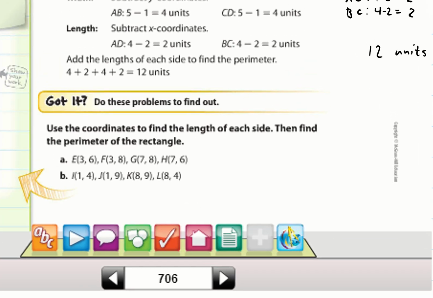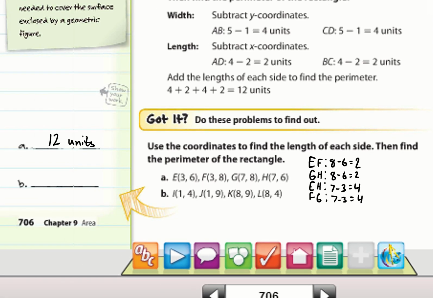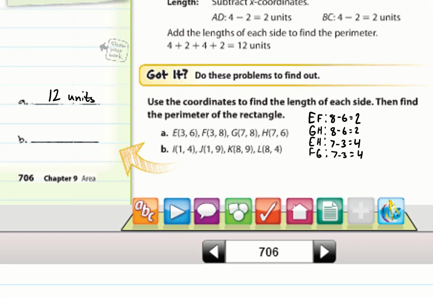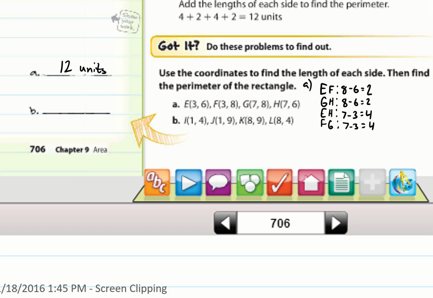So go ahead and try A and B. For A, I got 12 units. EF is 8 minus 6. GH is 8 minus 6. EH is 7 minus 3. And FG is 7 minus 3. That was A. I'm going to do B with you guys.